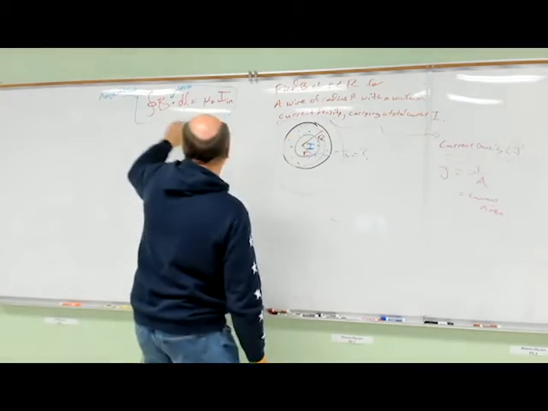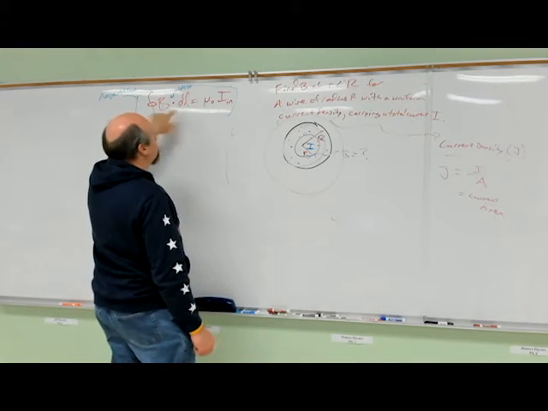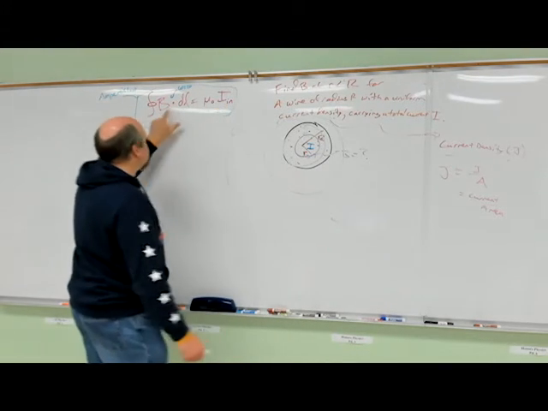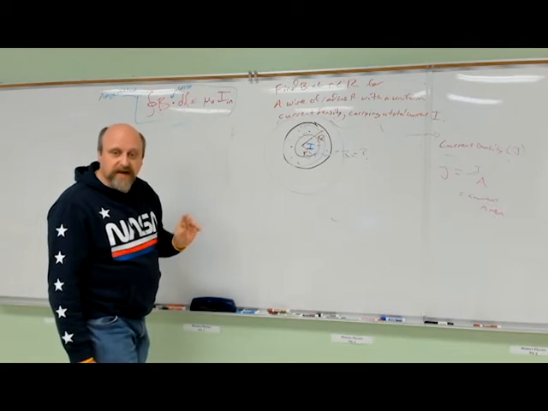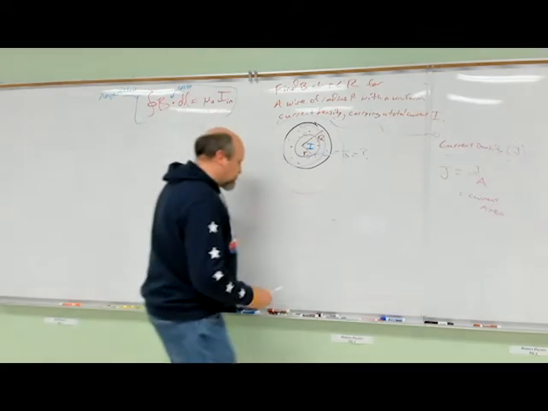There's current going in. According to this equation, if I have a closed path and there's current going through that path, this B dot dL had better not be zero. It's got to add up to how much current goes through it. So here we go.